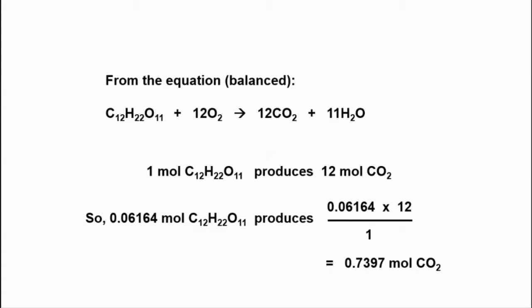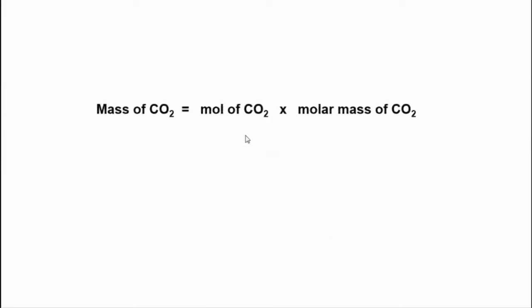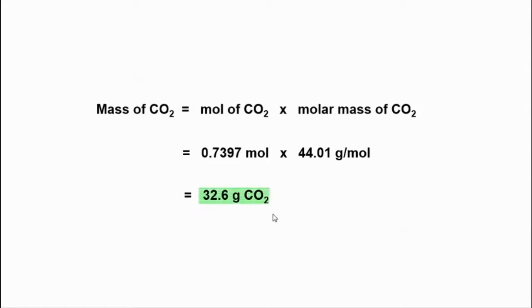We do the same thing as with oxygen gas, since we want to determine the mass of carbon dioxide. So moles of carbon dioxide times the molar mass of carbon dioxide. We get 0.7397 moles of carbon dioxide times 44.01 grams per mole, which is the molar mass of carbon dioxide, and we are going to get 32.6 grams of carbon dioxide. This is the mass of carbon dioxide produced in the reaction.